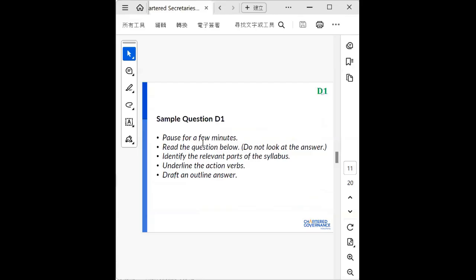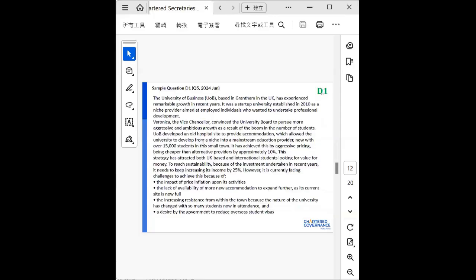Again, we just pause for a moment and look at one of the questions we mentioned earlier, which is question 5 of the June 2024 exam. Again, it just gives you 1 minute. Try to draft the outline answer. As usual, underline the action verb, identify the parts of the syllabus, and read the question very carefully. So it just gives you 1 minute.